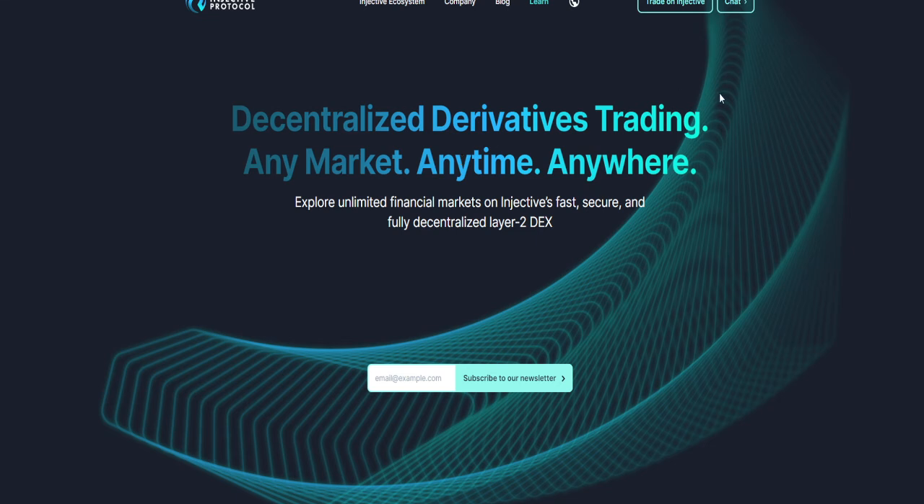We're definitely going to keep you updated with this protocol and this project, because I think there's going to be a lot of projects in the financial sector using the Injective Protocol. So we'll definitely keep up with that.